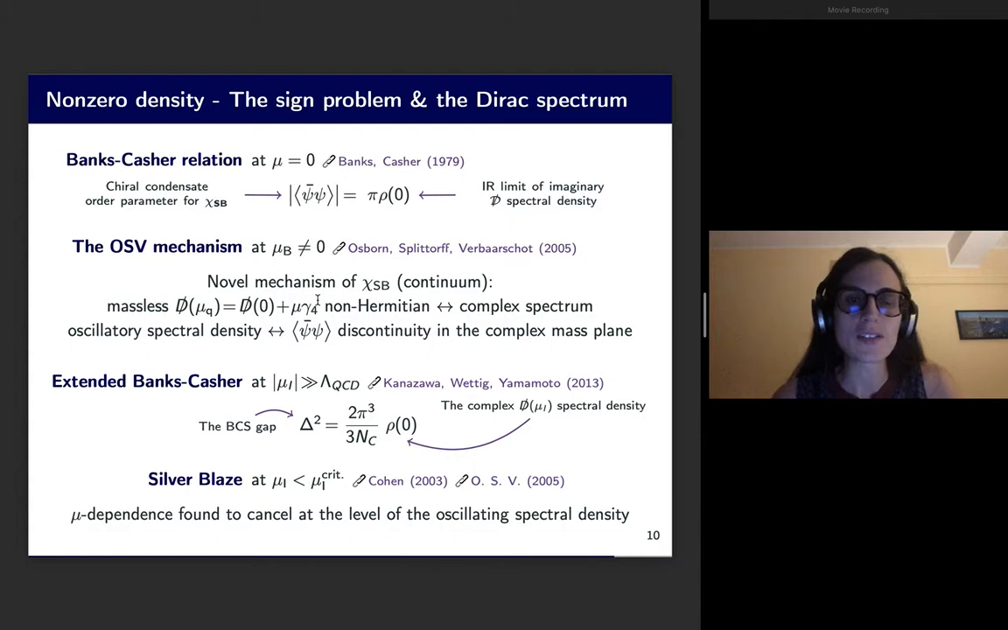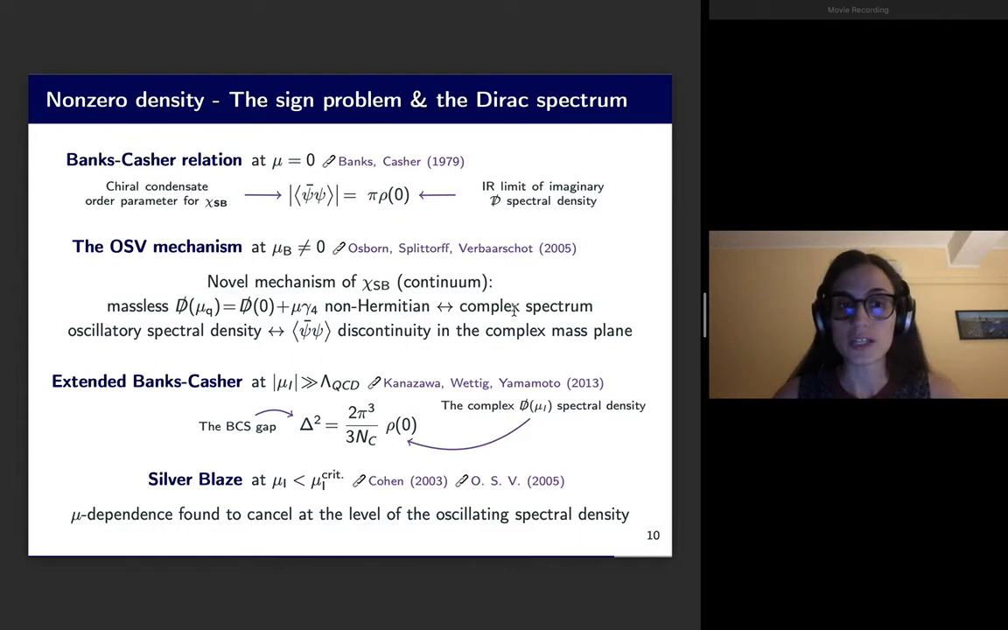In continuum language, the correspondence is the following. We have a massless Dirac operator, which is non-Hermitian, to which corresponds naturally a complex spectrum. So the eigenvalues that used to be aligned along the imaginary axis spread away from the imaginary axis in the complex plane, and the discontinuity in the complex mass plane of the chiral condensate is this time connected to an oscillatory spectral density. This goes under the name of the OSV mechanism.